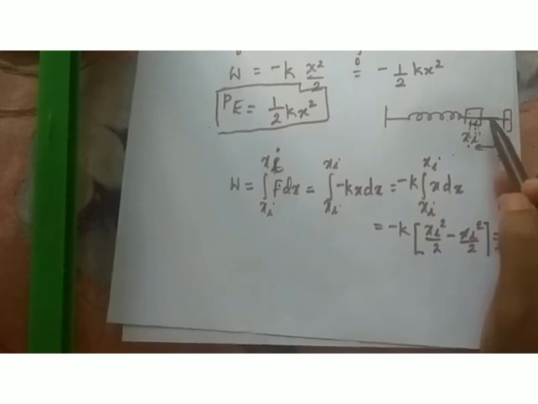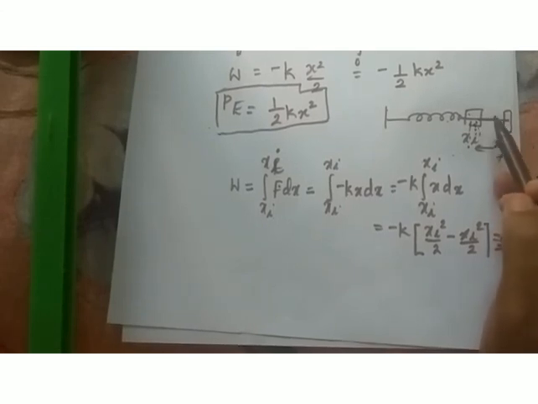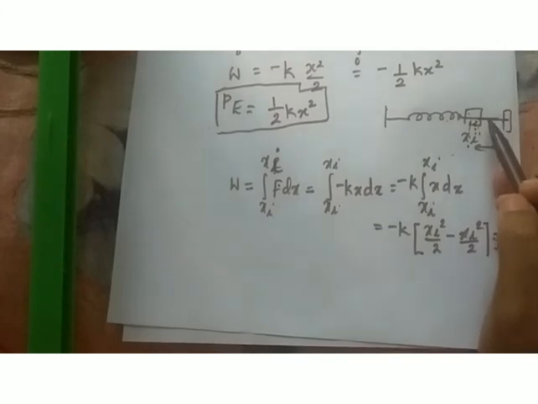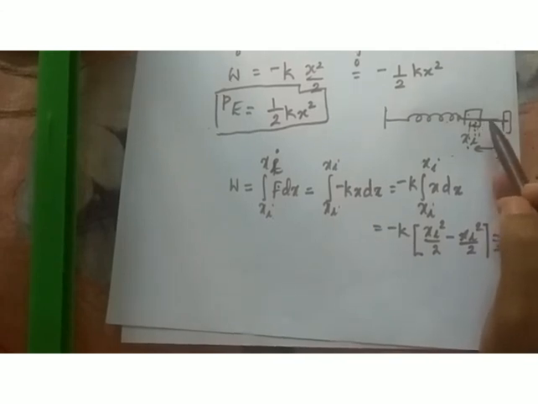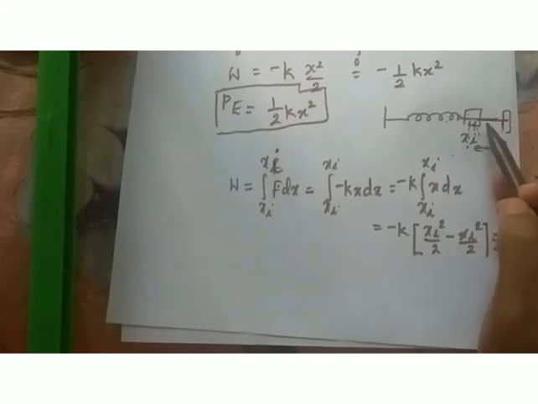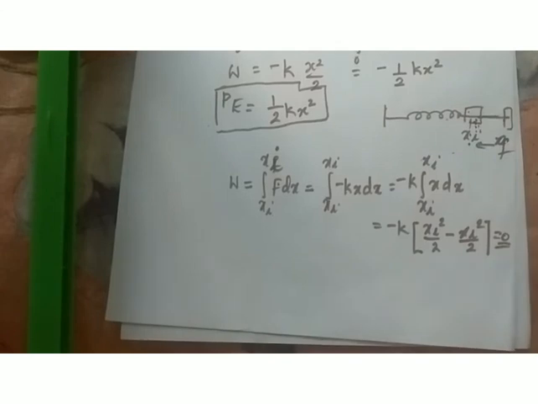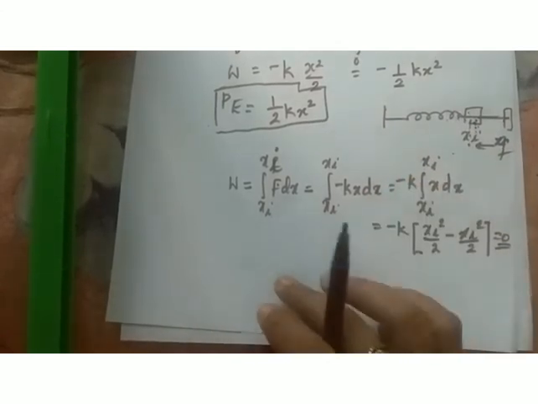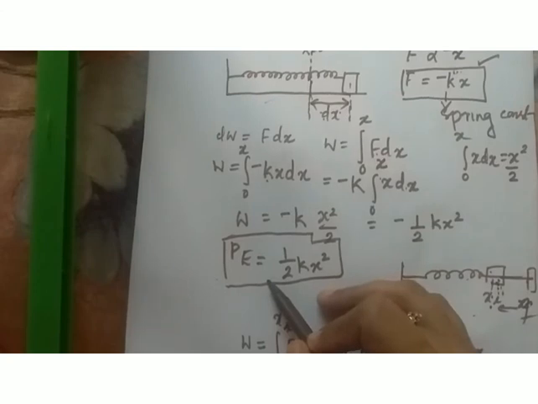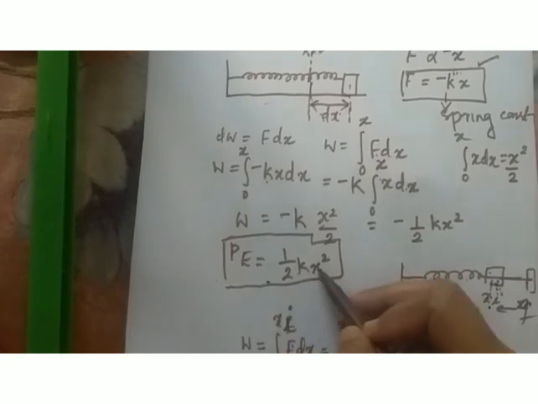So the force applied in doing that work, that is our spring force, is conservative since it depends upon the initial and final position of the object. Here initial and final positions are the same, that's why work done is 0. Okay, so that's all about potential energy of a spring, and this is the expression for potential energy of a spring. It is half kx square.